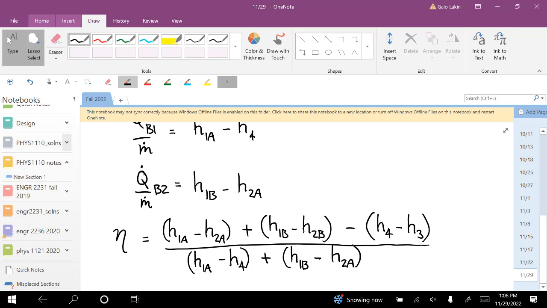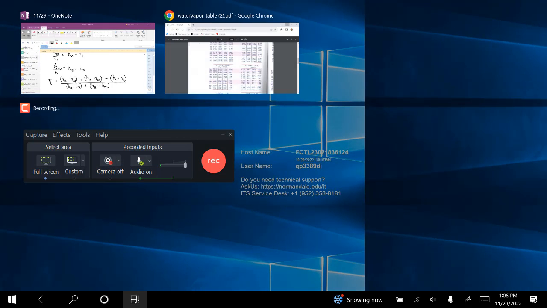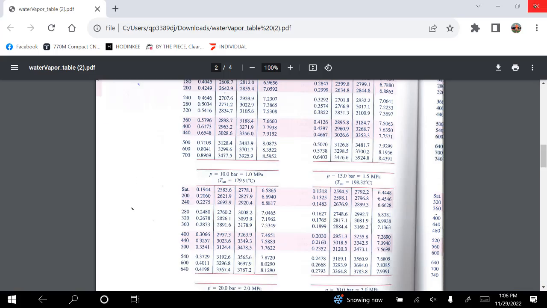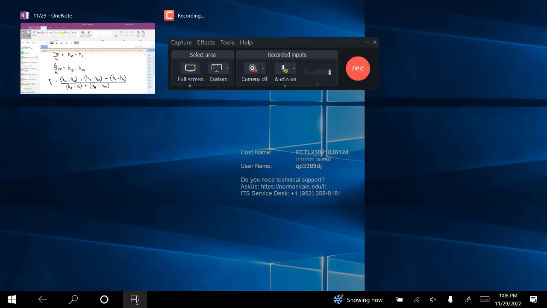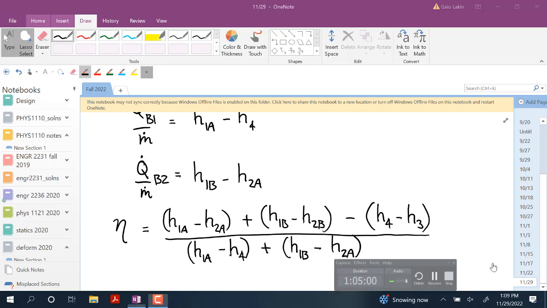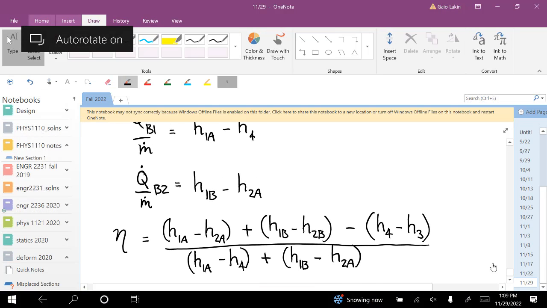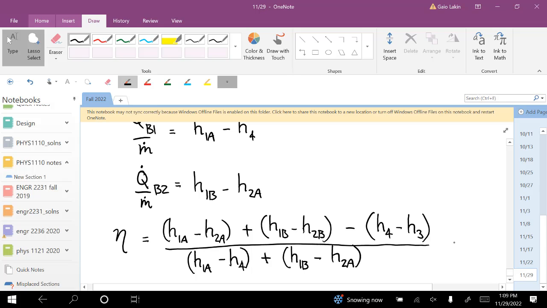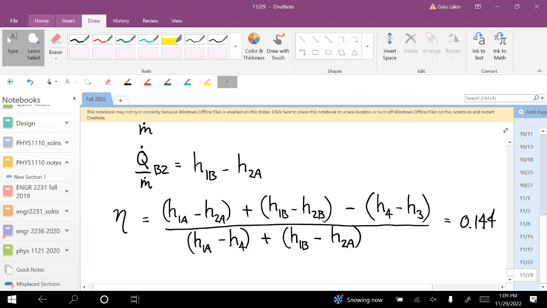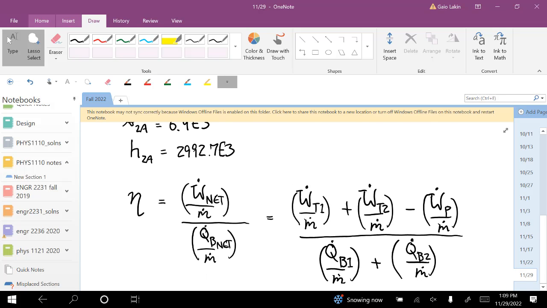Can you guys take a second and plug those into your calculators for me? Ooh, that's terrible. 0.144. Feels low, but I don't have anything better, so we'll go with that for now.